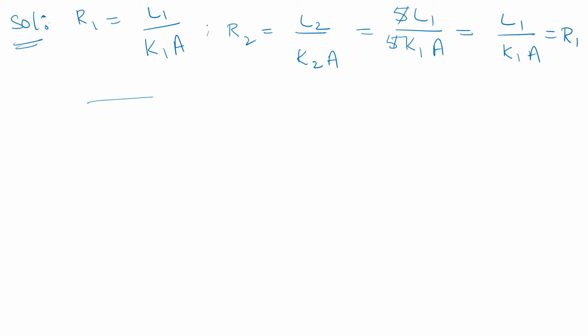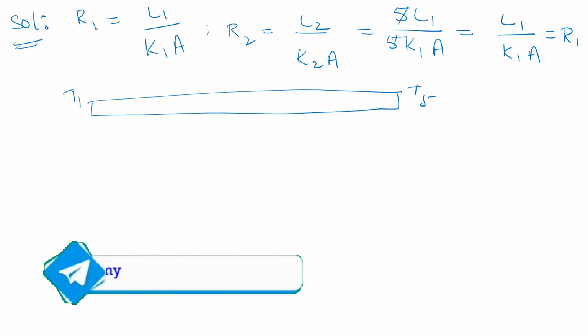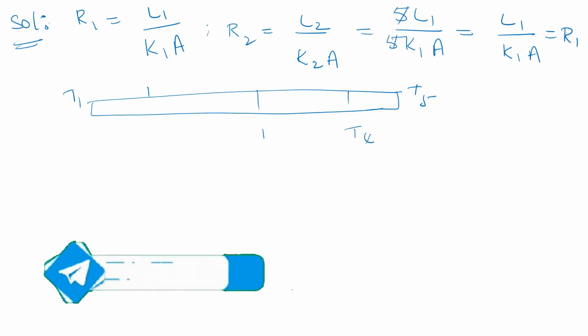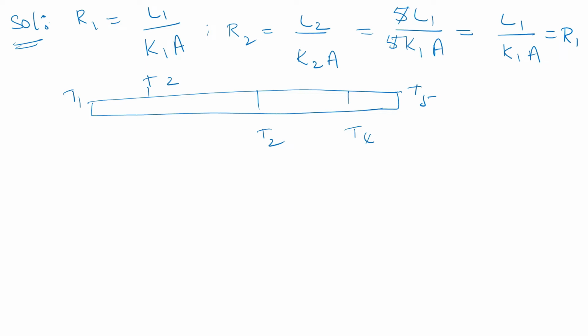Now this is our wall. Temperatures T1 and T5, T2 and T3, T4. T2 is 20 degrees centigrade, T1 they given as 25 degrees centigrade and T5 they given as minus 20 degrees centigrade. Here R1, R and here also R1.